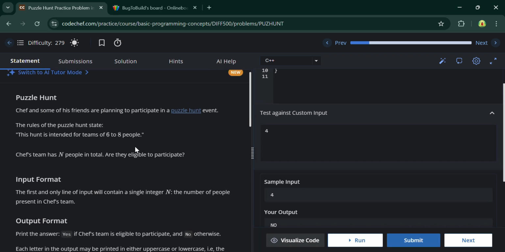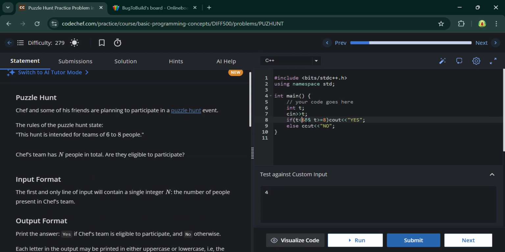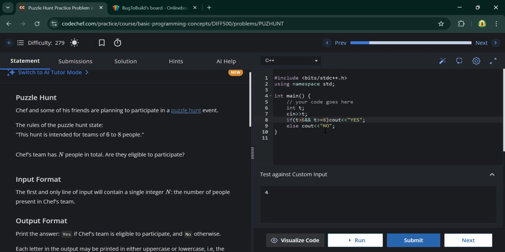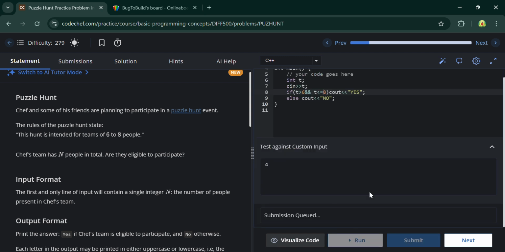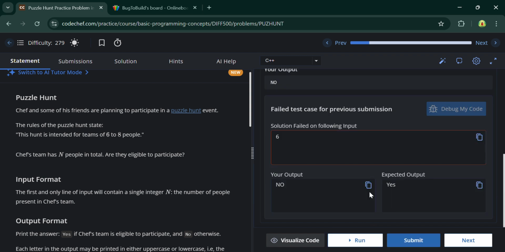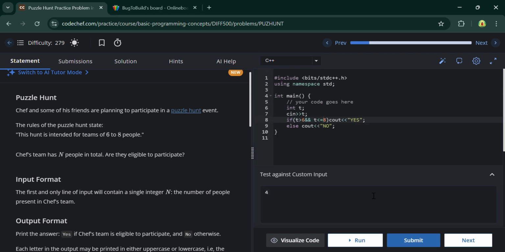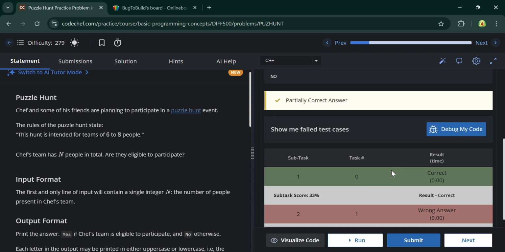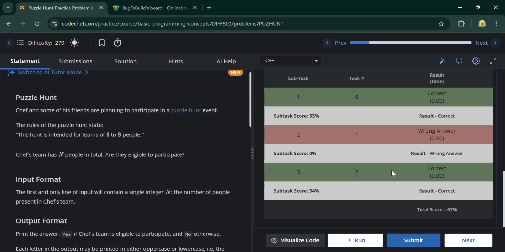Okay, it should be greater than 6. Greater than 6 and less than or equal to 8. Where is the error?